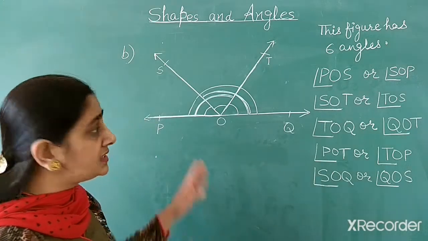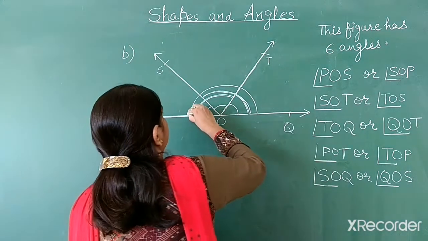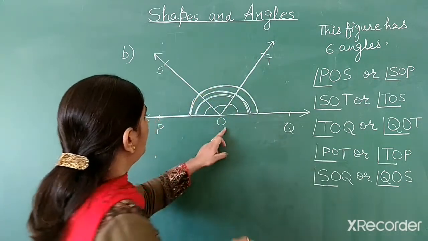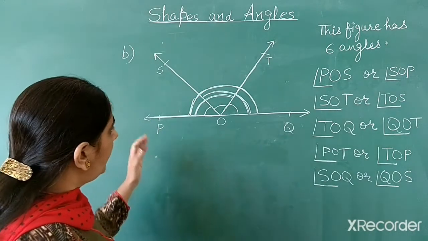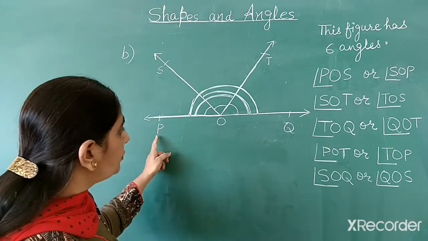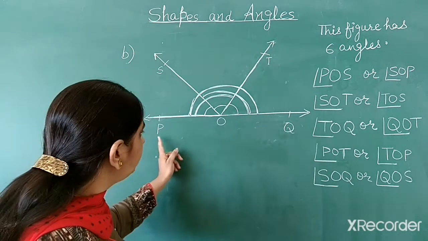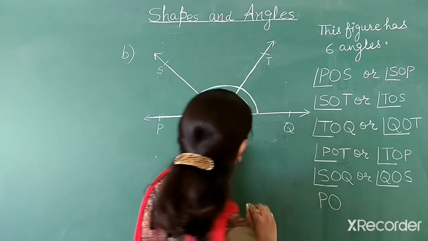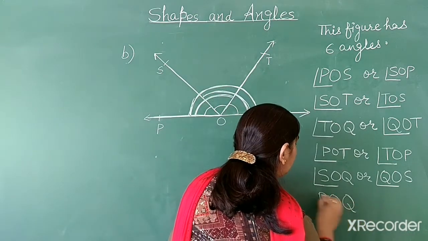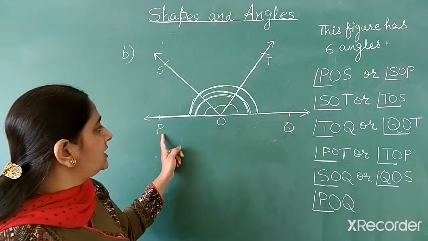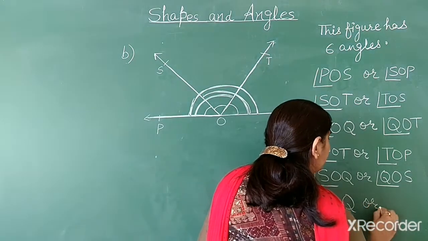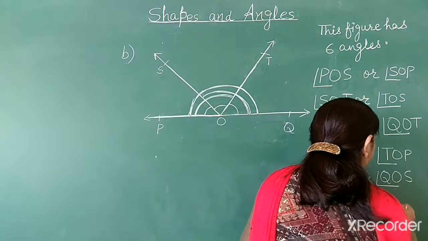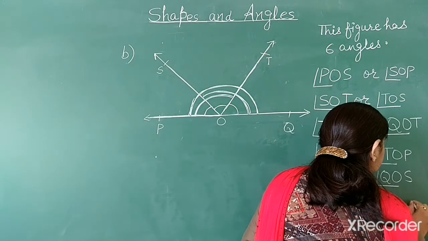Now we will write the name of the sixth angle. This is our sixth angle, children. It is made by two different rays, OP and OQ. So for naming this angle, you can start from the point P or you can start from Q. I am starting from P. So write the point P, then vertex O, and then point on the second arm, that is Q. So the name of this angle is POQ, or if you are starting from point Q, QOP will be the name of this angle.